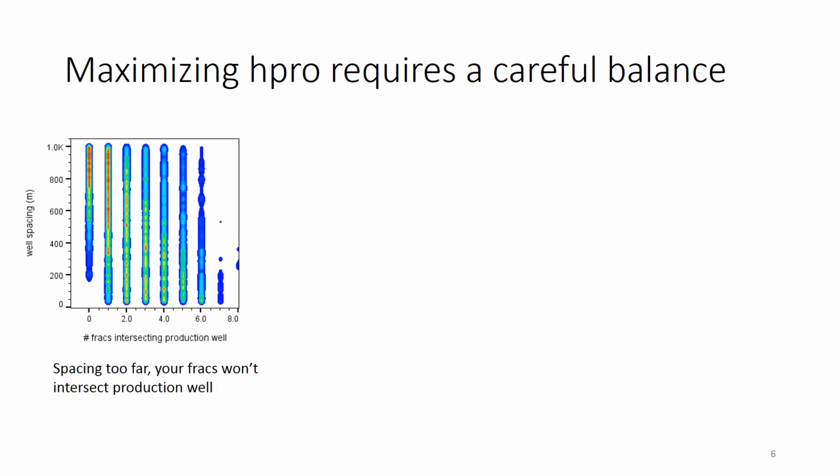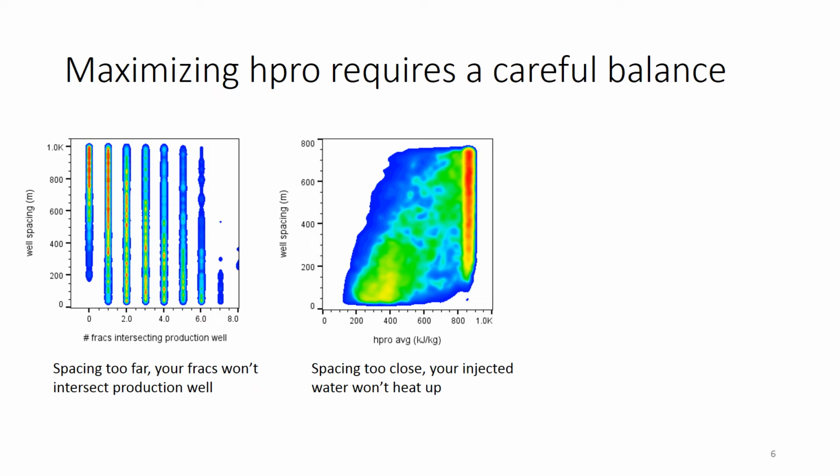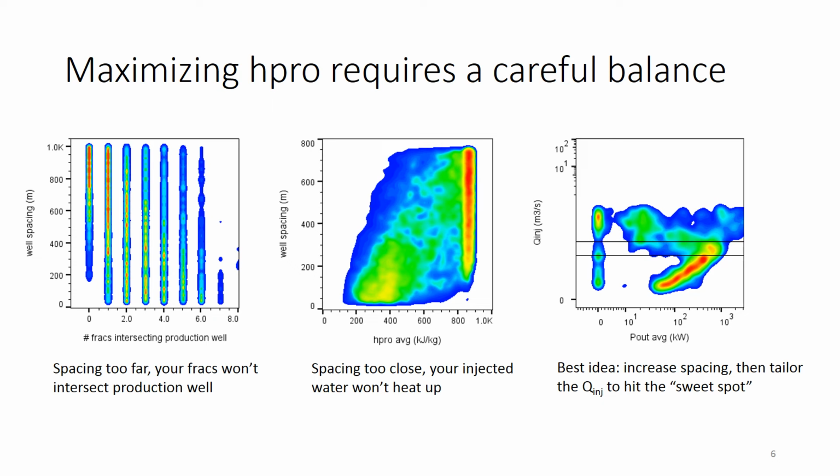If we do that, then our fracs won't intersect the production well. And of course, like I already said, if our spacing's too close, our injected water won't heat up. We won't get a high enough HPro. So the best idea is to increase the spacing, then tailor the Q to hit that sweet spot. And this is going to be pretty important going forward.